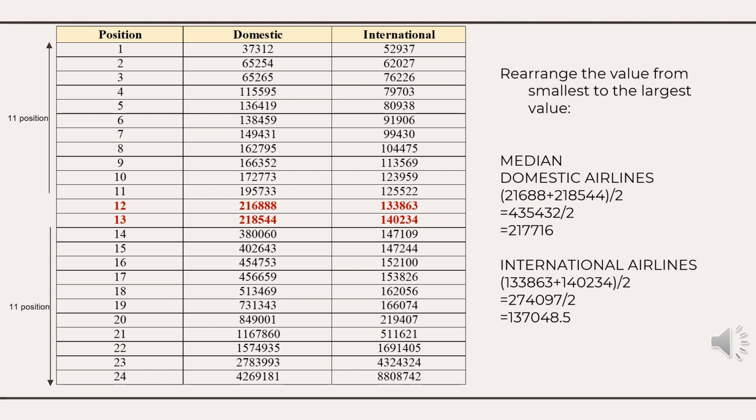For the median, the first thing that we need to do is rearrange all those values from the smallest to the largest, and then we need to find the value that is in the middle. As we can see, we have two value positions, 12 and 13. So we add the two values and divide by 2. At last, the median for domestic and international airlines we got is 217116 and 1370 for 8.5.